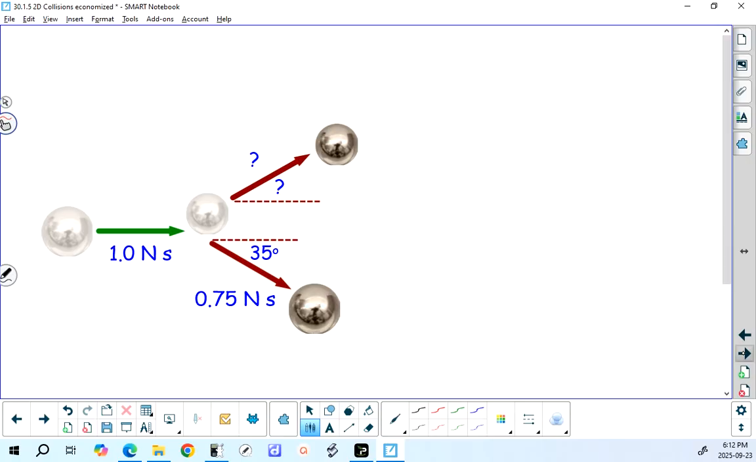By the way, the 1 Newton second is simply the mass in kilograms of the 500-gram ball times its initial speed. And the 0.75 Newton seconds is the mass in kilograms of the 500-gram ball multiplied by its speed afterwards. And what we said was that since momentum is conserved, those two brown vectors, which are each momenta after the collision, have to add to give the same thing that we started off with, which is the green vector. And that led us to the following diagram.